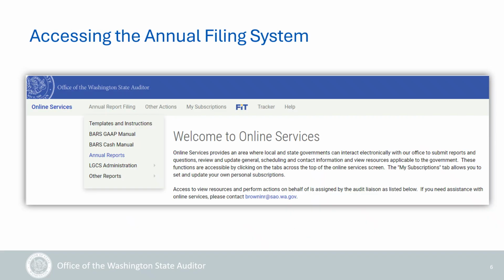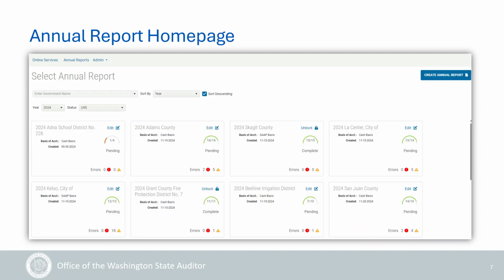Once you have successfully logged in, you'll automatically be redirected back to our SAO system and land on the Welcome to Online Services page. From here, hover your mouse over the Annual Report Filing tab and click Annual Reports, which will take you to the Annual Report homepage. Here is what the annual report homepage looks like, so you know you've made it to the right place. Each user will only see the annual reports for local governments their account is associated with. Each square or box represents a dashboard for each fiscal year's annual report, and we will be taking a closer look at what is included in those dashboards.